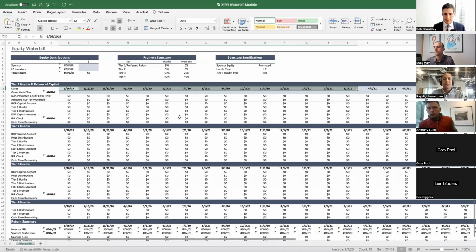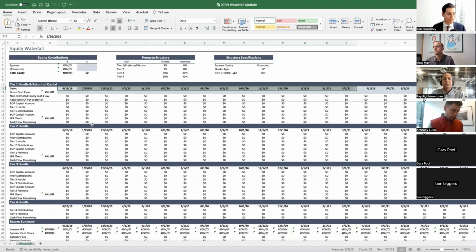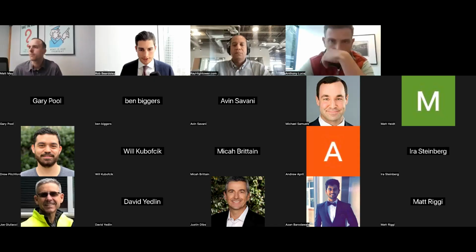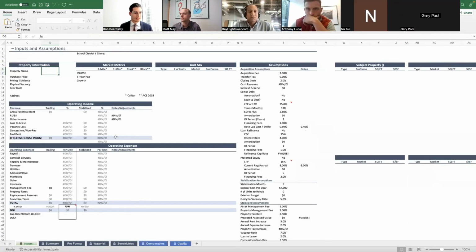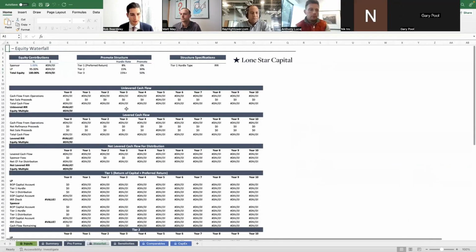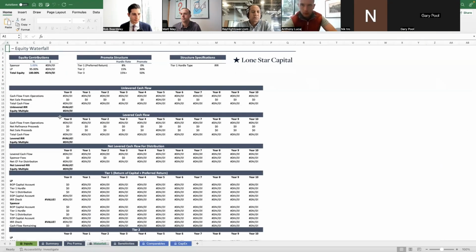And that's where we've built out this module, which looks very similar to the waterfall that we have in our underwriting model. And I'll actually pull that up as well, just so that we can compare the two, and you can have an understanding of the differences and the use cases. So I'm going to quickly reshare. So you can see this is our underwriting model. And in our underwriting model, we have something very similar here, which is this waterfall, right?